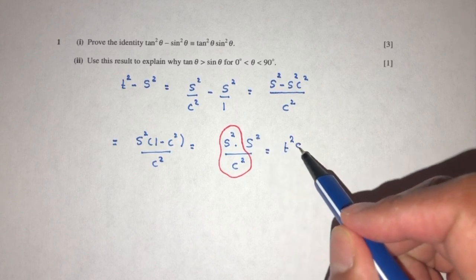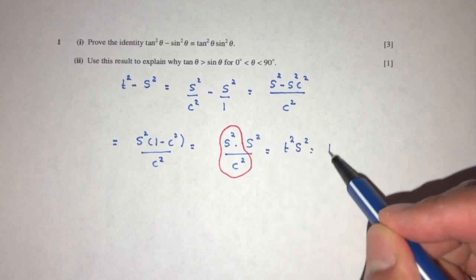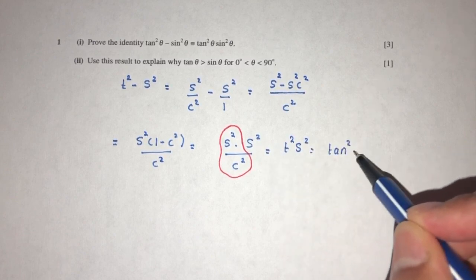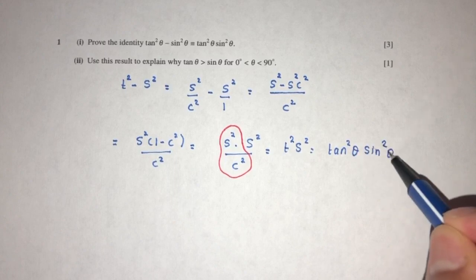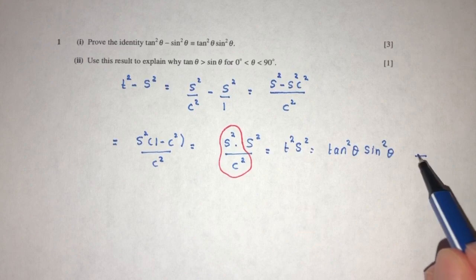This one is simply sine square remaining. So we can write this as tan square theta. And here we have sine square theta. This is shown as required in part 1.